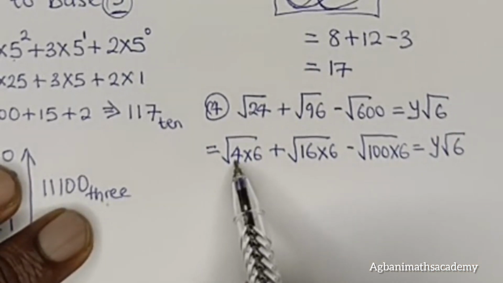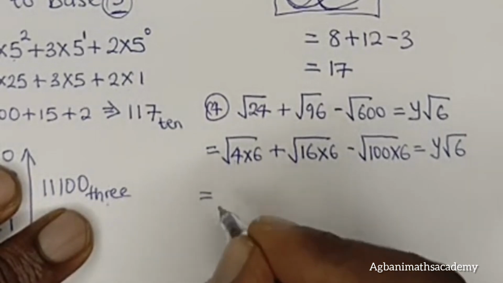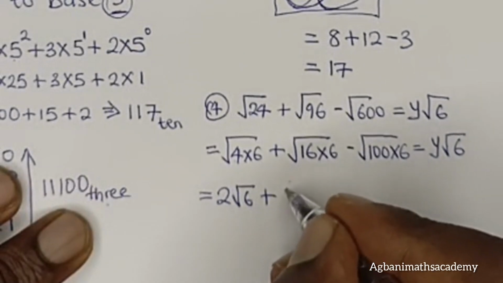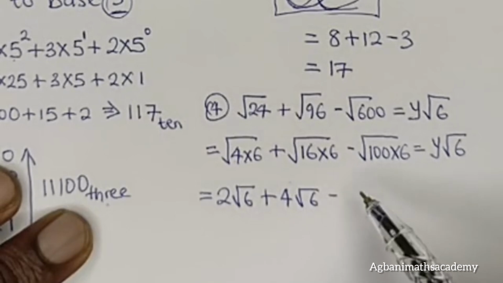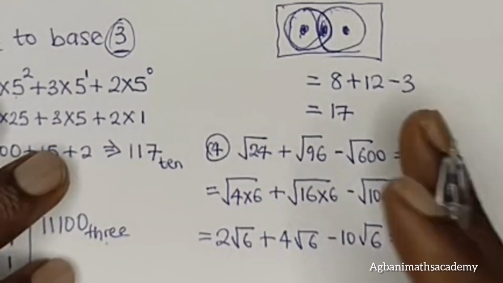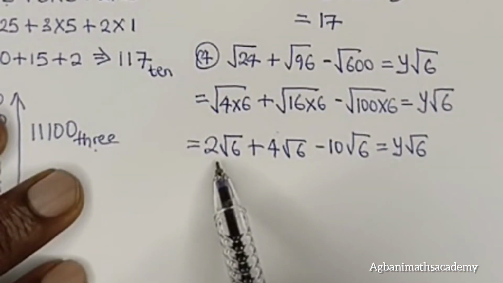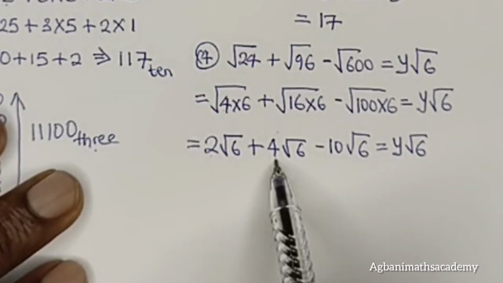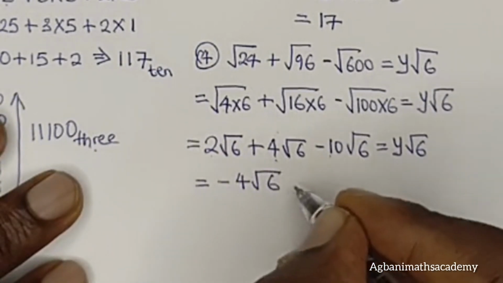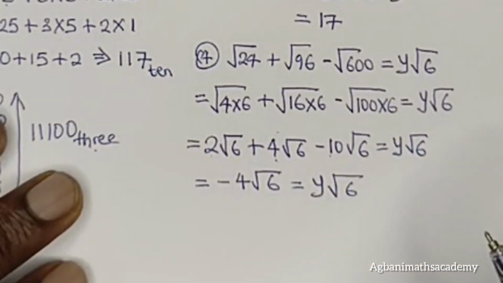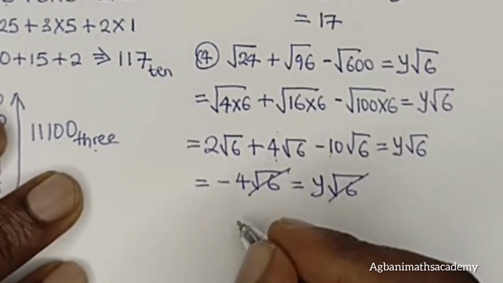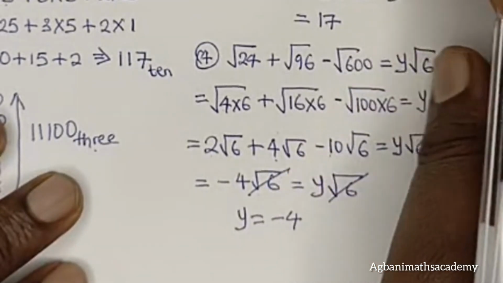Okay, so the square root of 4 is equal to 2. So we have 2 root 6 plus square root of 16 is 4, so 4 root 6, minus square root of 100 is 10, so 10 root 6, is equal to y root 6. So let's do the addition here. 2 plus 4 gives us 6. 6 minus 10 gives us minus 4. So we have minus 4 root 6 is equal to y root 6. Since we have root 6 on both sides, we can simply cancel them out. So that means y is equal to minus 4. So the value of y is equal to minus 4.